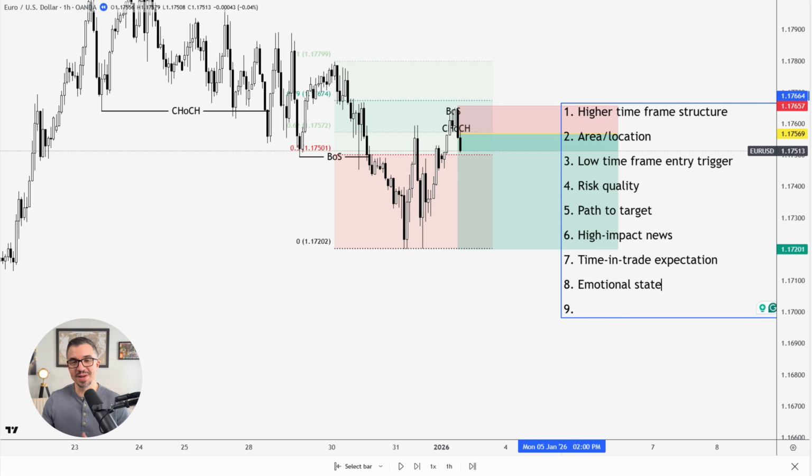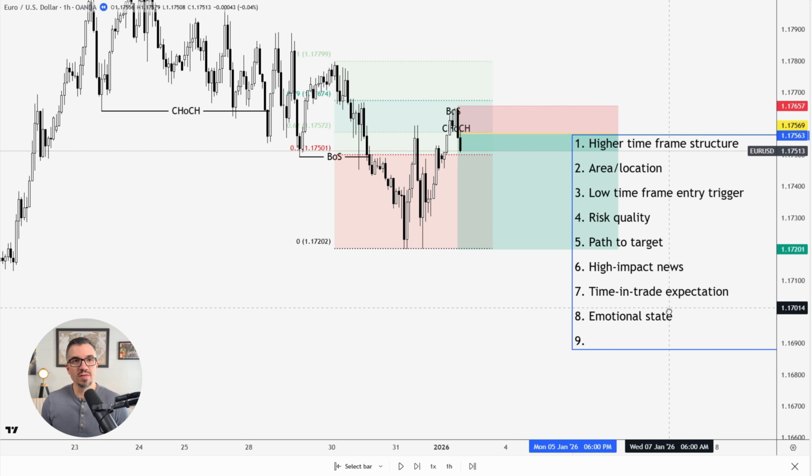We have a son, he's 2 years old. If he hasn't been sleeping well that week and I had a night where I got a few hours of sleep and I'm really tired, I'm not going to trade that day. It doesn't happen often, but it is important to understand your emotional state. Are you tired? Are you feeling sick? Are you angry? Are you frustrated? Are you trying to make your money back in the market? All of these are things to be aware of before you trade.